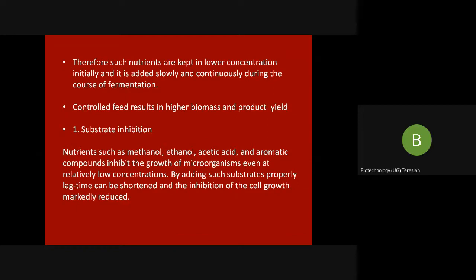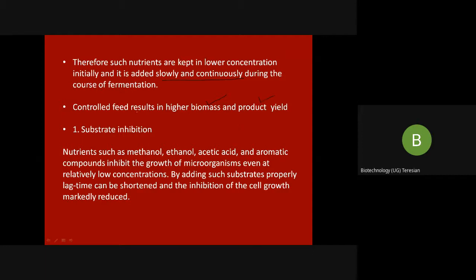Therefore, such nutrients are kept in lower concentration. If you know that a particular nutrient is going to interfere with your microorganism and will be toxic to your microorganism or the product, then what you have to do is lower the concentration. We cannot remove the nutrient because it is required for the microorganism. Therefore, such nutrients are kept in lower concentration initially and added slowly and continuously during the course of fermentation. So controlled feed results in higher biomass and product yield.